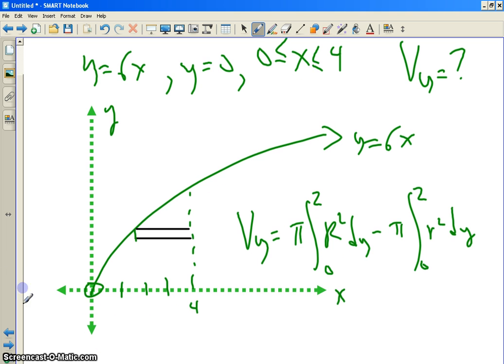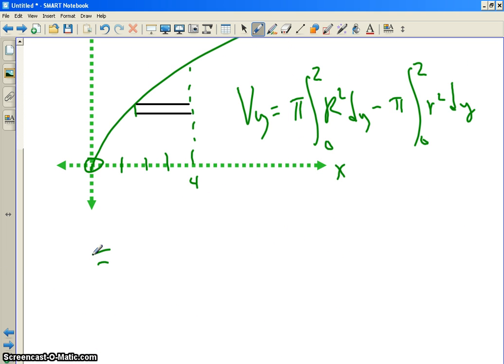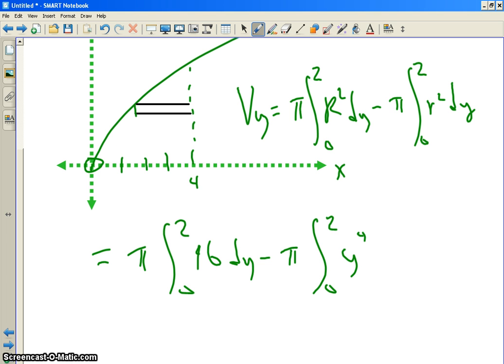All right, so there it is. We're done. That's the setup. It equals pi, the integral from 0 to 2 of 4 squared. Okay. I'll leave it at that. Minus this. And we'll continue with washers tomorrow. Okay, let's save this stuff.